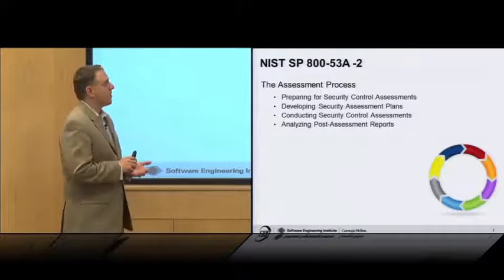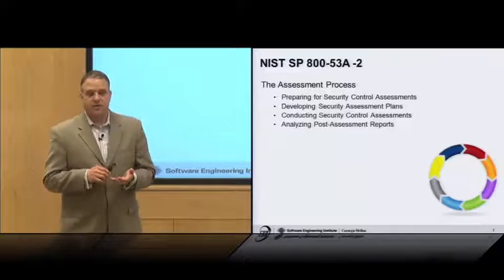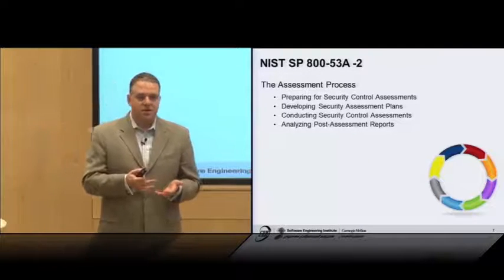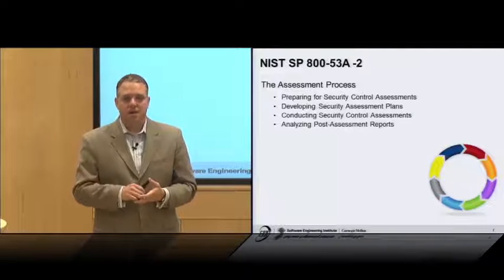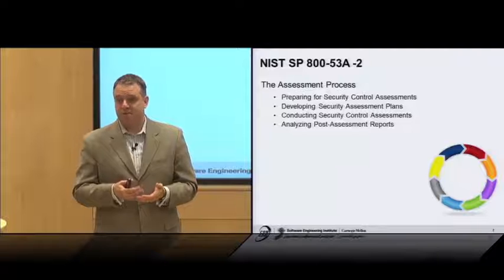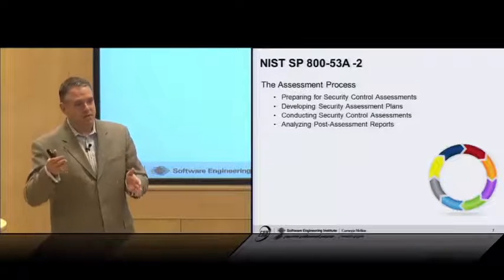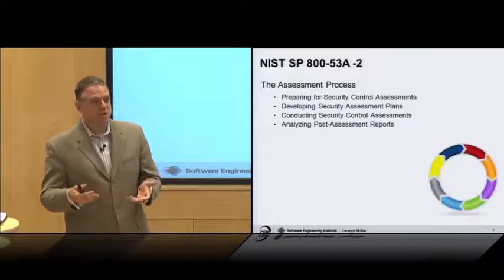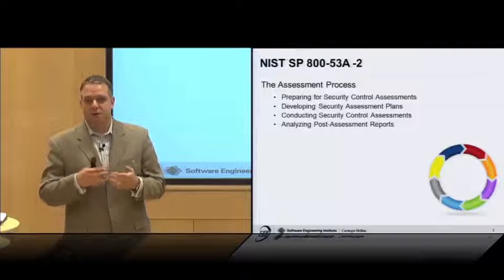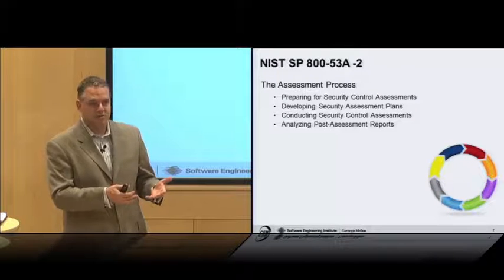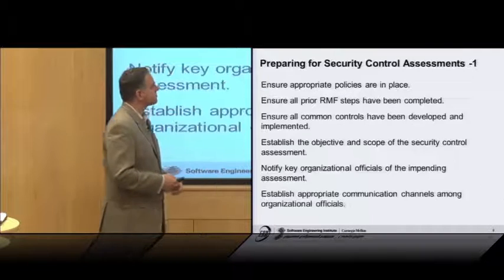The overall assessment process that's laid out in 53A is, first, prepare for the security control assessment. So start collecting documents, develop some type of security assessment plan so you know what you're going to do and how you're going to do it. Then you actually conduct the security assessment, and then of course you document all of that and see what my trends are, what the things I need to fix are as part of the after action or post-assessment.